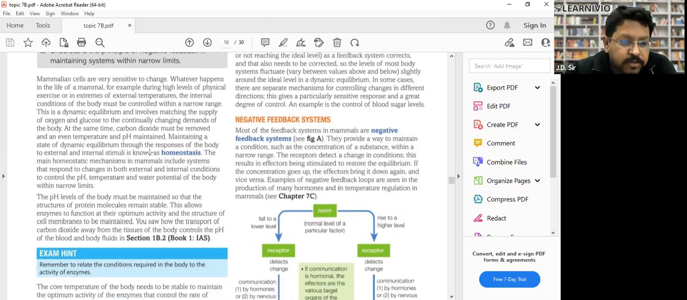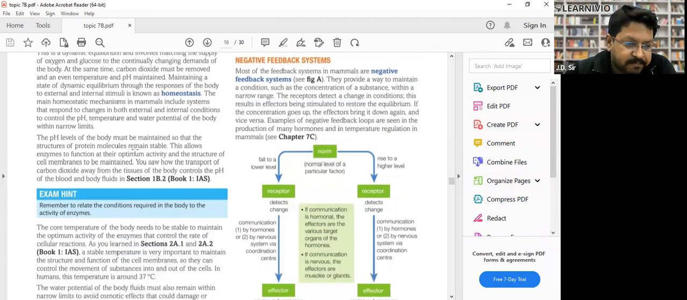The main homeostatic mechanisms in mammals include the systems that respond to changes in both external and internal conditions to control the pH, temperature, and water potential of the body within a narrow limit. The pH level of the body must be maintained so that the structure of the protein molecule remains stable. That is very important. This allows enzymes to function at their optimum activity. You need to note that down.